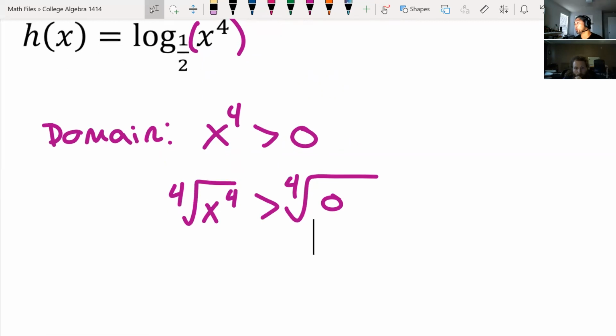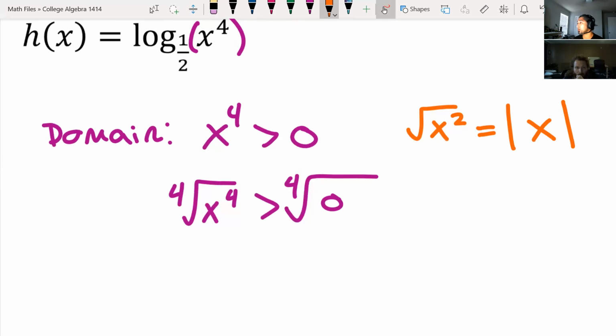And remember the rule for square roots or even roots. If I have the square root of x squared, the outcome is the absolute value of x. So that's going to be the same result here. You are going to get the absolute value of x is greater than 0.